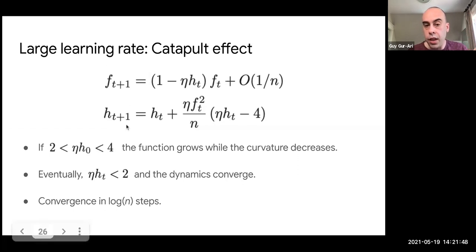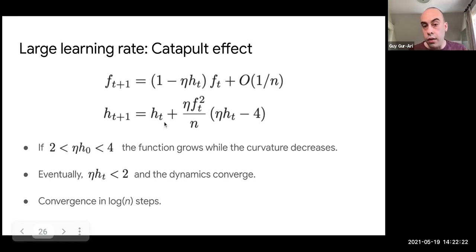But at the same time, something happens to the curvature h. It gets these additive corrections that are initially suppressed by 1 over n. But as f grows exponentially fast, they become important. We can't neglect them anymore. And as long as the learning rate is not too big, these corrections are going to be negative because of this factor here. So this is all positive. This factor here is going to stay negative. And so this is going to decrease the curvature. So while the function is blowing up, the curvature is dynamically getting decreased.